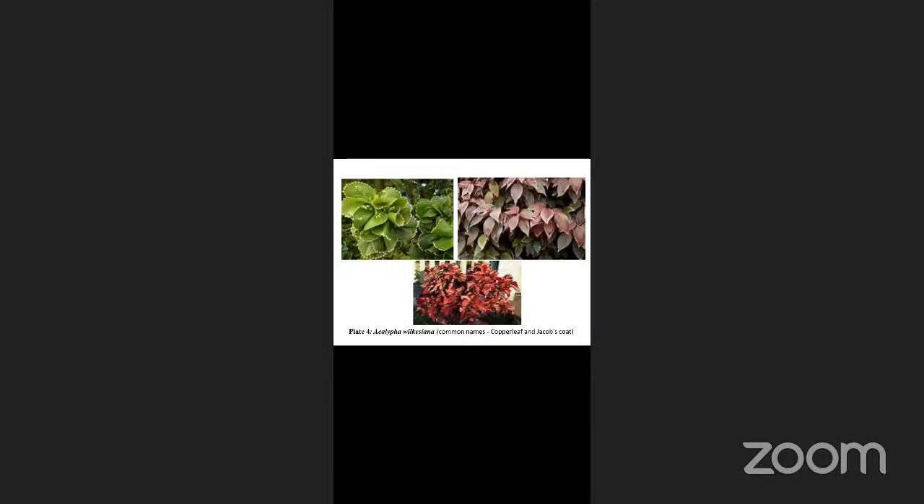They have some other common names. That one can go by country anyway. The copper leaf and the postcode, as the case may be.